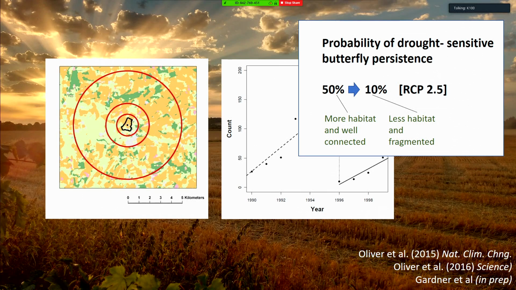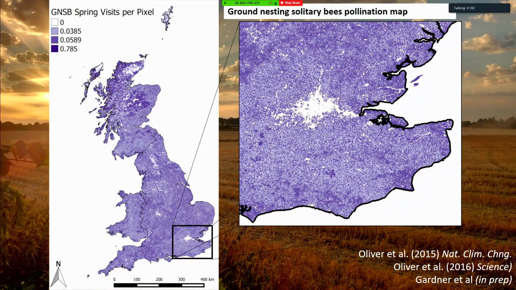And if this is true for all groups, that's quite a substantial part of England's wildlife. The probability of persistence drops from 50% to 10% when you have less habitat and it's more fragmented. These two scenarios are not very extreme. They're actually just one standard deviation around the mean of the types of landscapes that we have in England around our monitoring sites, which are fairly representative of the country. And this is under quite a benign climate change scenario. So quite worrying results.